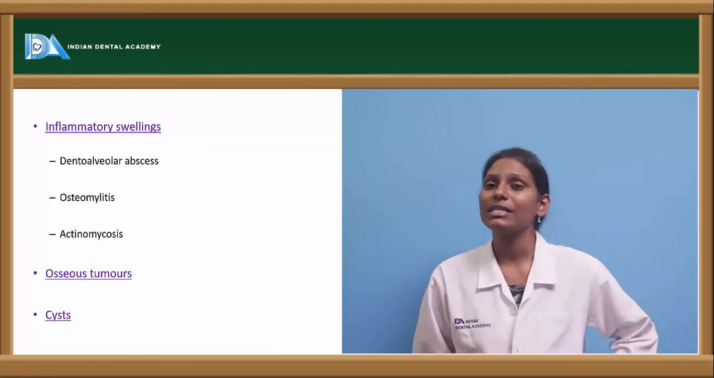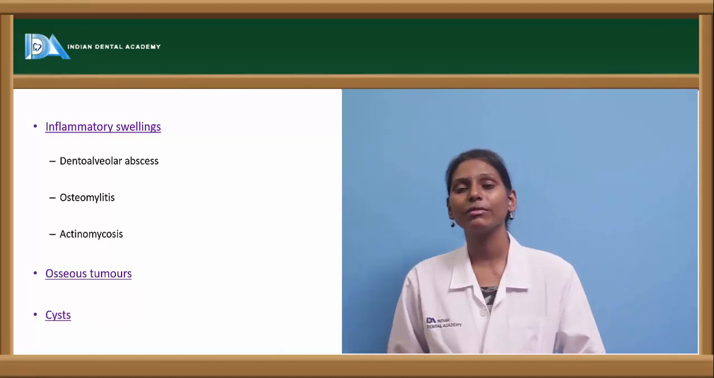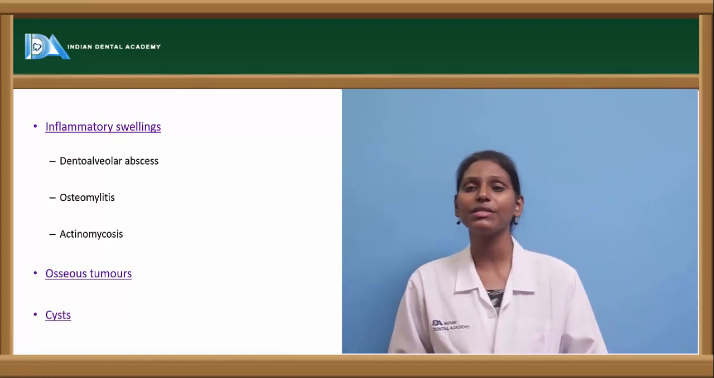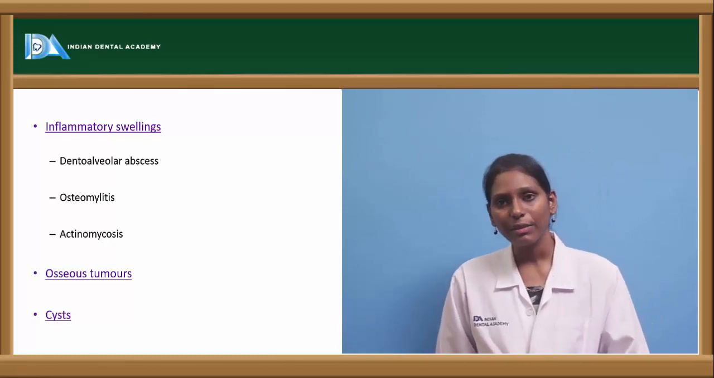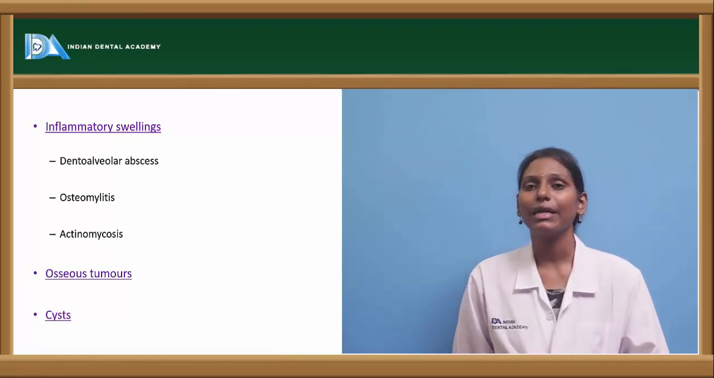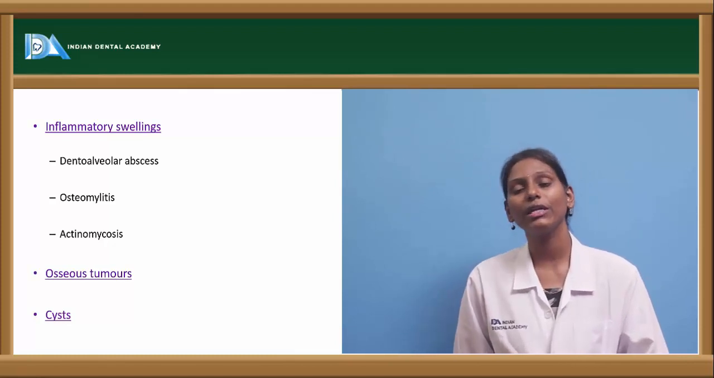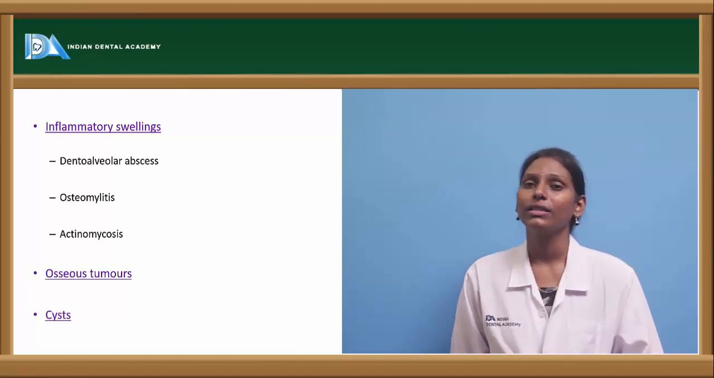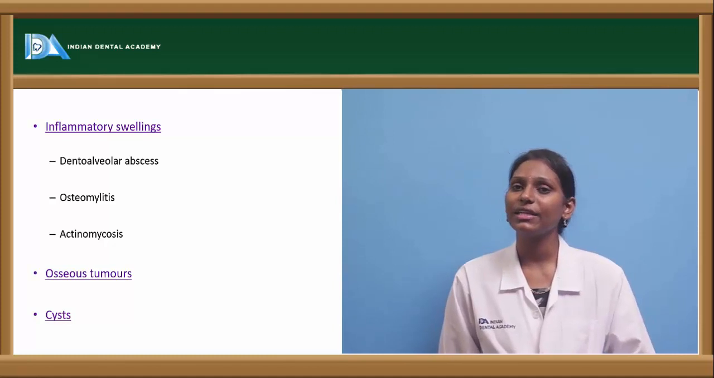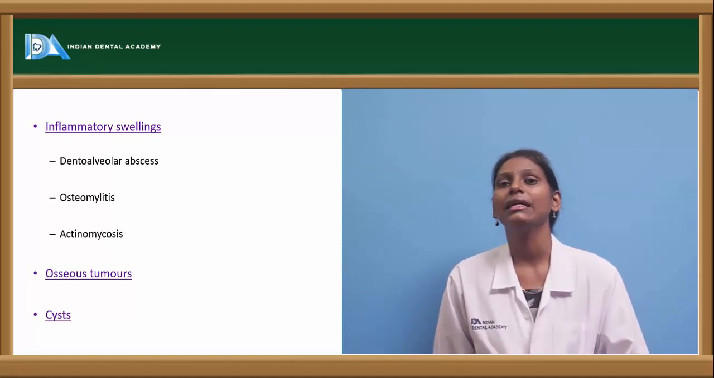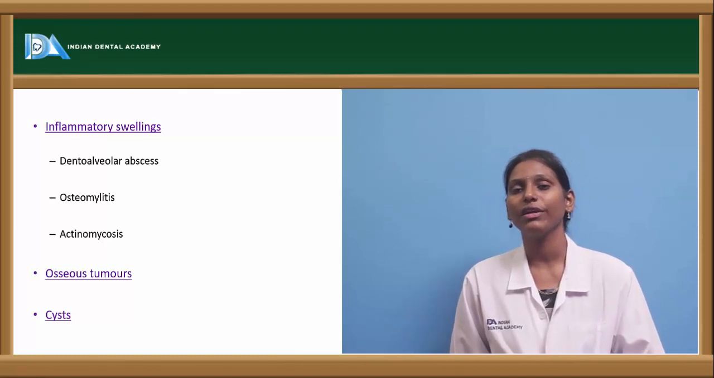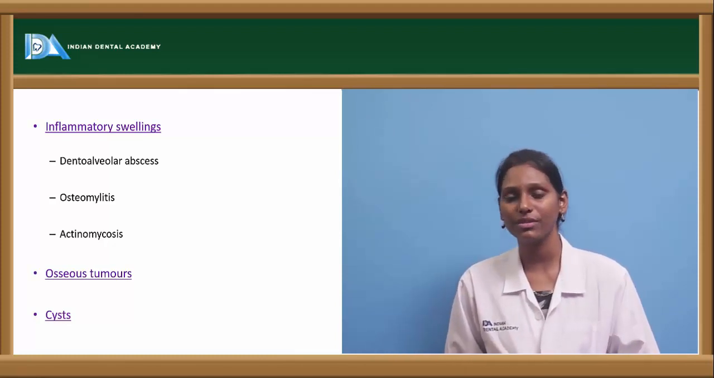Next, we have something called inflammatory swellings. The most common inflammatory swelling is a dentoalveolar abscess. Usually, it is a sequel of dental caries, which involves the pulp, and later it causes a periapical periodontitis, where your periodontal ligament space is widened, and the lamina dura, which is actually containing the tooth, can be disrupted. And we can also see a periapical radiolucency, which is caused because of an inflammatory reaction, because of the abscess formation.